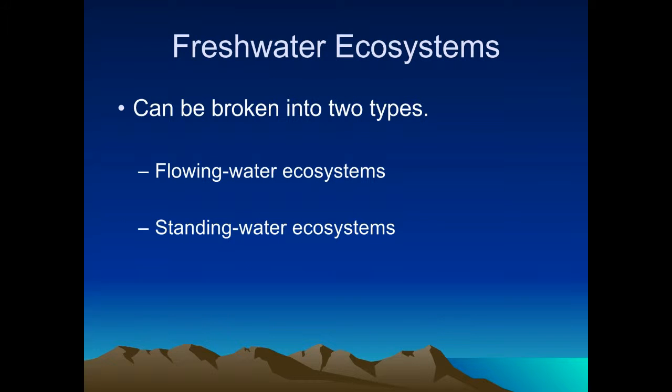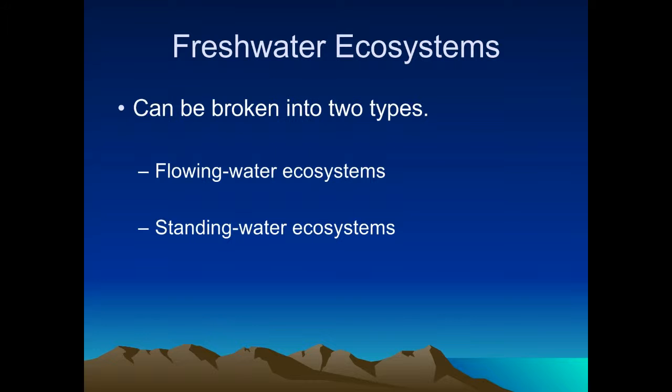Okay, so aquatic ecosystems. We have two major breakdowns. For the most part we can create a little bit of a flow chart. We have aquatic ecosystems, and then for the most part, fresh water, which gets broken down into flowing and standing water. We're going to focus on freshwater first, then we'll talk about saltwater.